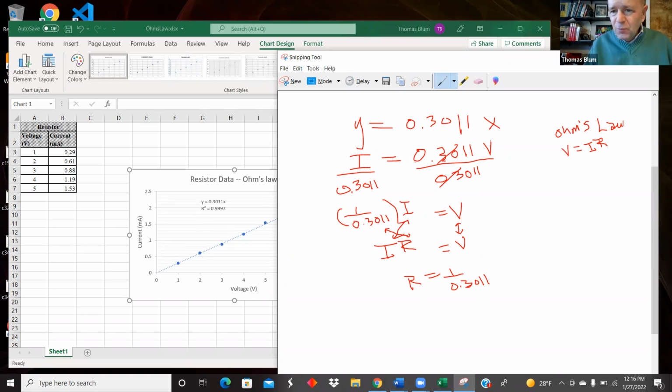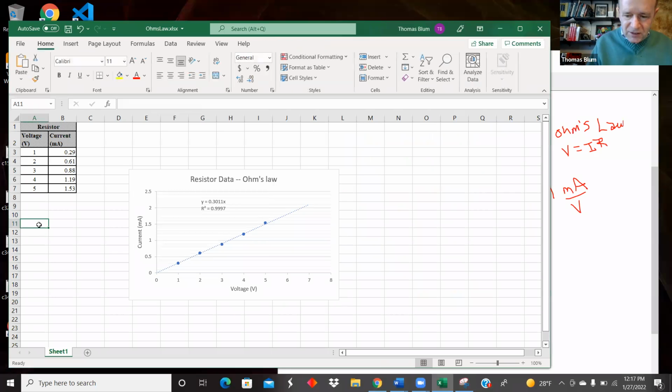A normal slope, my 0.301, my normal slope has units of y units over x units, milliamps over volts. So if I were to take the reciprocal to get the resistance, I would have reciprocal units. So let me use Excel here for a minute to equal 1 divided by 0.3011.